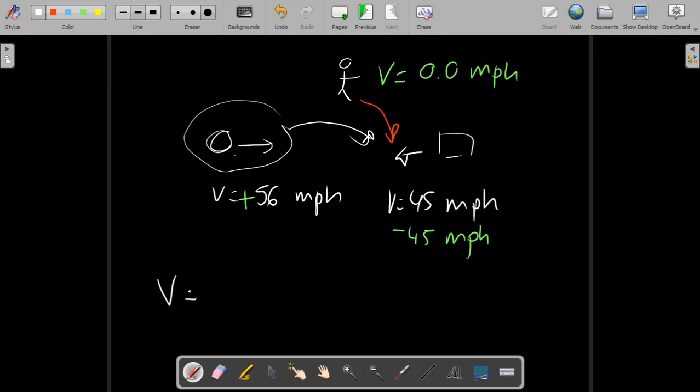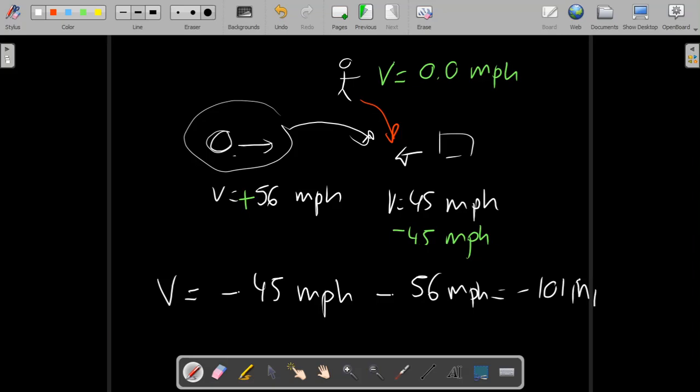So that velocity is going to be the moving object. Who is moving here? The truck is what is moving for us. So minus 45 miles per hour. And we need to take away the velocity of the observer. The car is the observer here. So take away the 56 miles per hour, do the math, and you get minus 101 miles per hour.